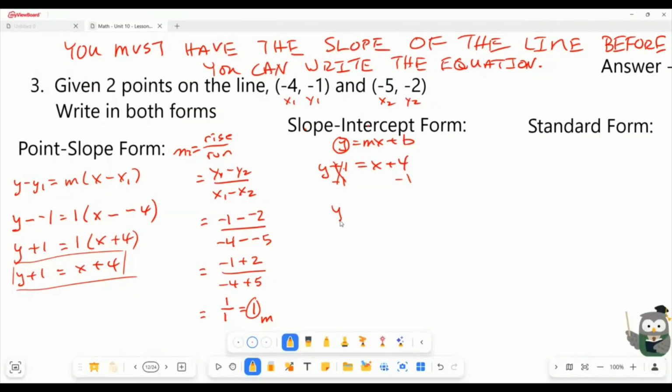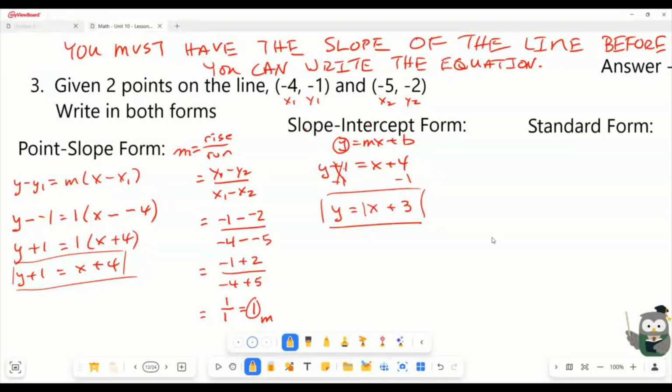These add out. These combine. Y is by itself. Y equals mx plus b. Now we know what b is. Up here we didn't.